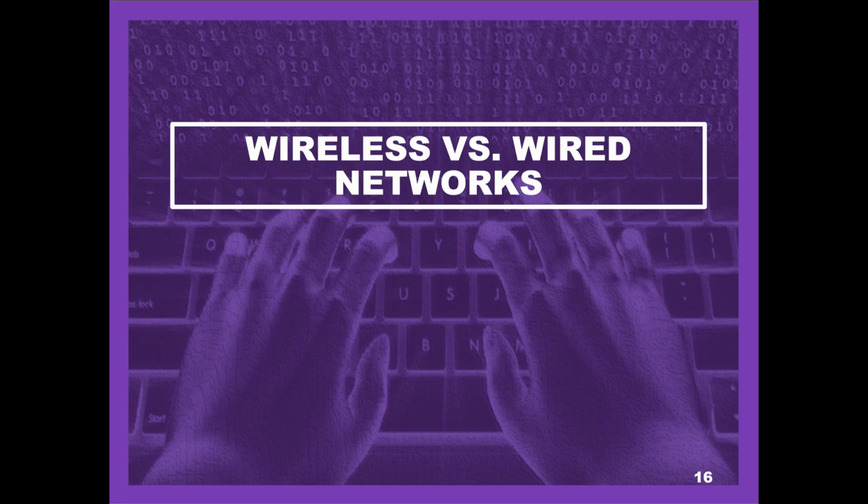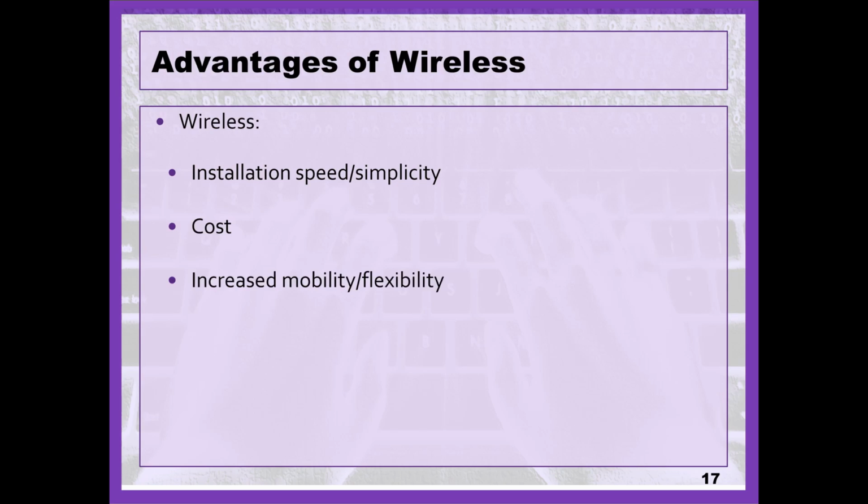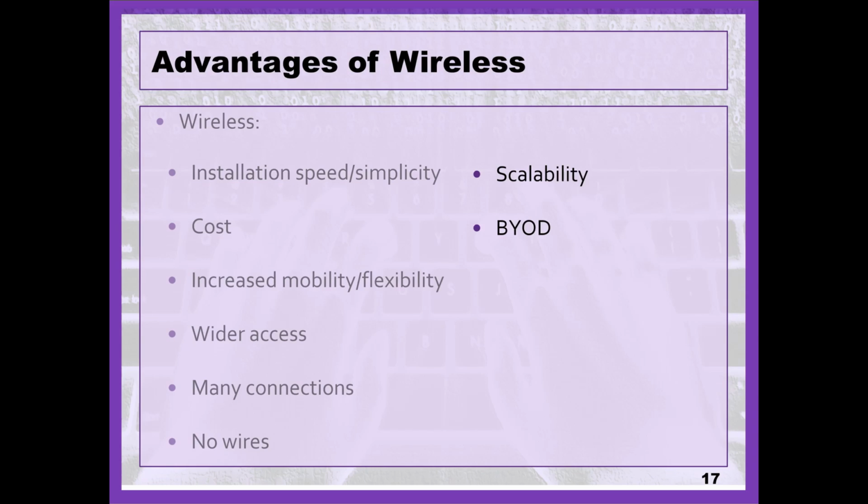Now that we know a little bit about wireless networks, let's compare them to wired networks. When comparing wireless and wired networks, there are several advantages that each may provide in a given scenario. These advantages play an important role in determining what network type is chosen in each location. Wireless network advantages include installation speed and simplicity, cost, increased mobility and flexibility, wider access, many connections, no wires, scalability, bring your own device, convenience, and ease of use.